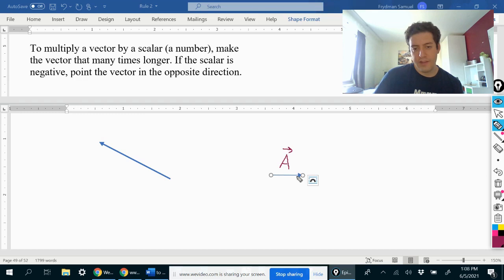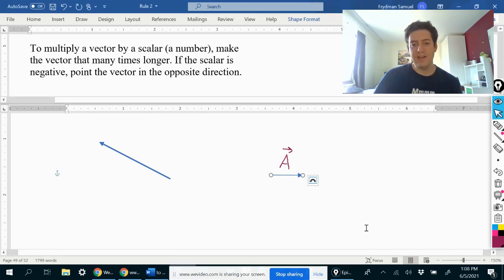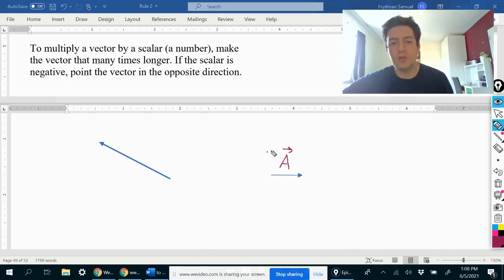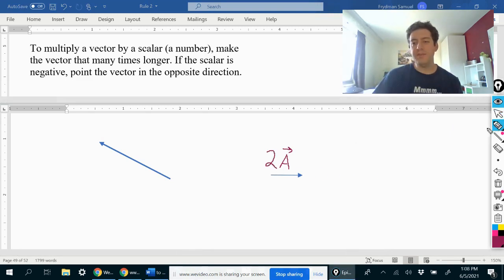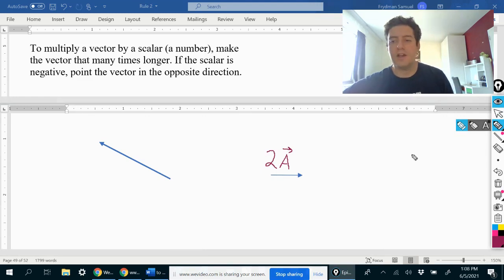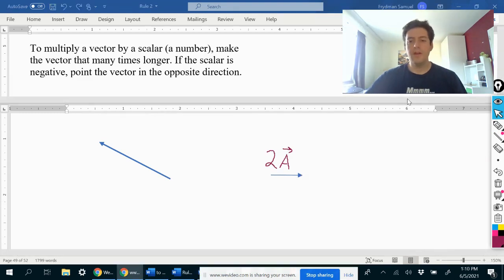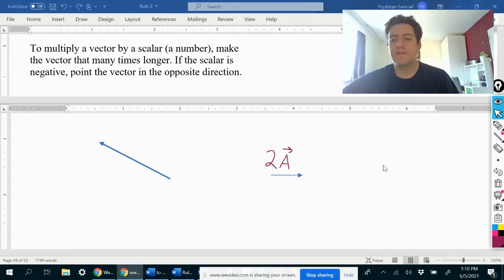Okay, so if I call this vector A, and then I want to multiply it, let's say by 2, what does that mean? Well, all that means is I'm simply making this vector twice as long. So if this is vector A, then vector 2A would look something like this. I'm just going to do it freehand so I won't get it perfectly. But it would be moving in the same direction, and it would be twice as long.